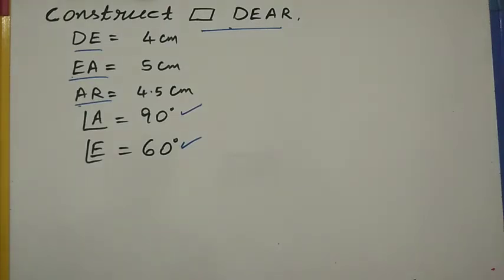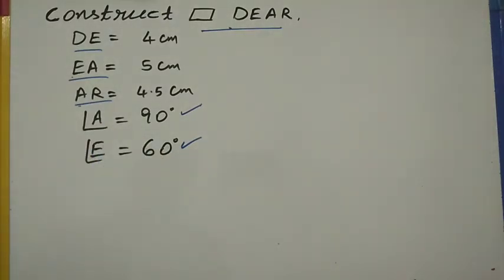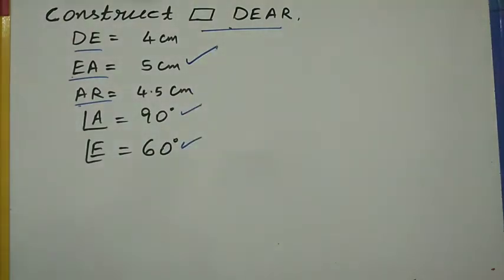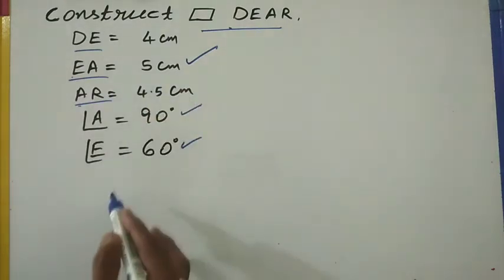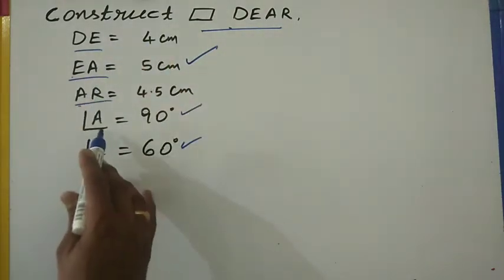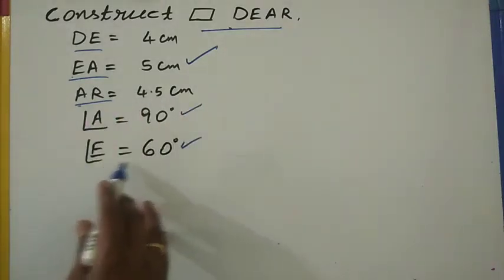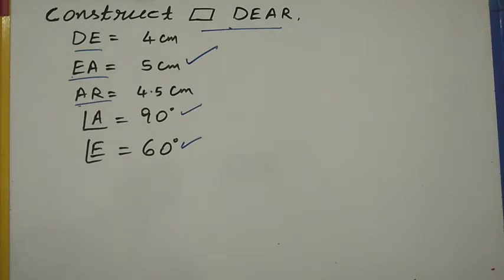Now, see students, here with these 2 angles I can say that AE is the side which can be considered as a base. Why AE can be considered? Because if I draw a line segment AE of 5 centimeter, at the end point A I can construct a ray of 90 degrees, at vertex or at the end point E I can construct a ray of 60 degrees. So, that is the logic behind.